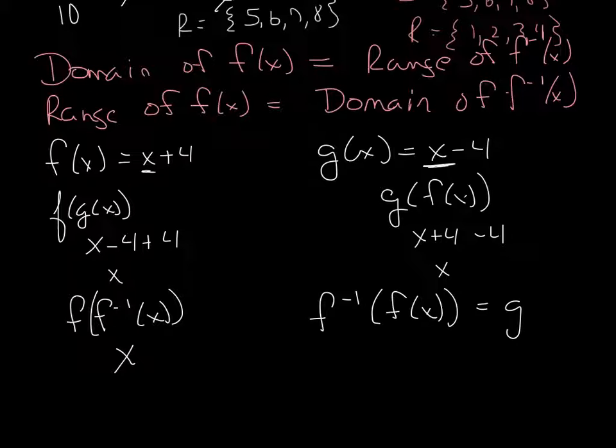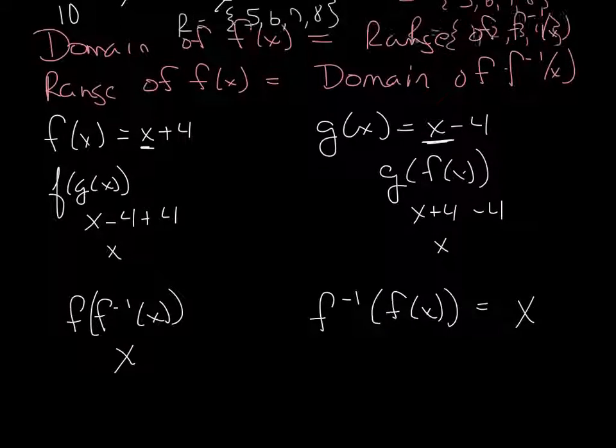I want an x there. Anytime you take the composite of a function with its inverse, or the composite of an inverse with its function, by definition, we should always get x. And that's how you verify that you have functions that are inverses of each other, by taking the composite of those functions.